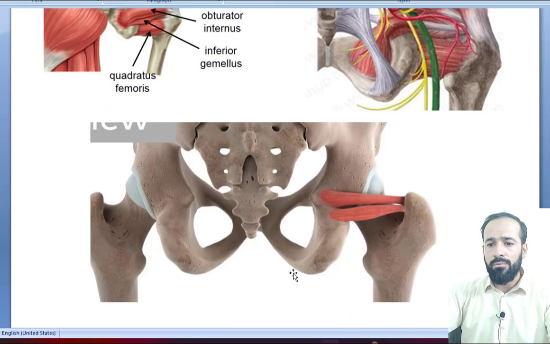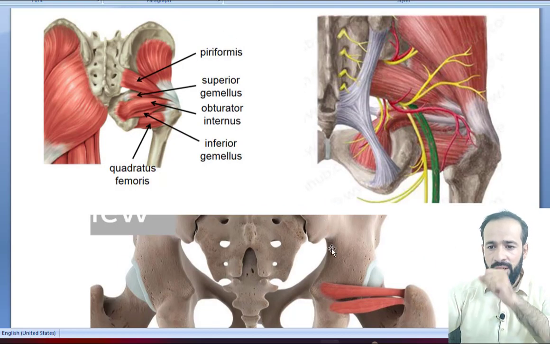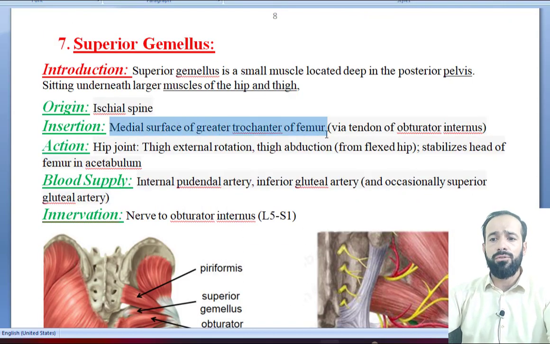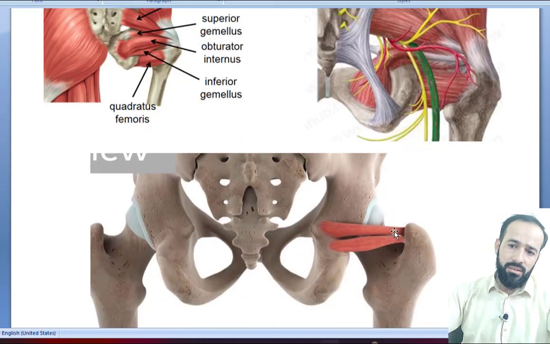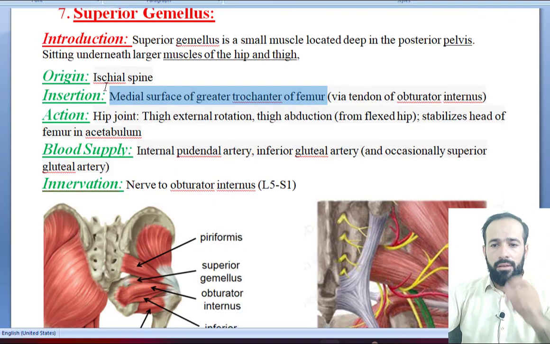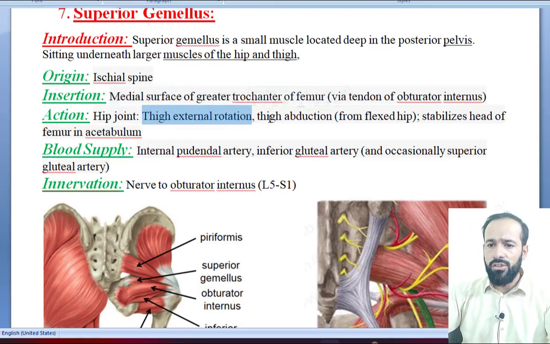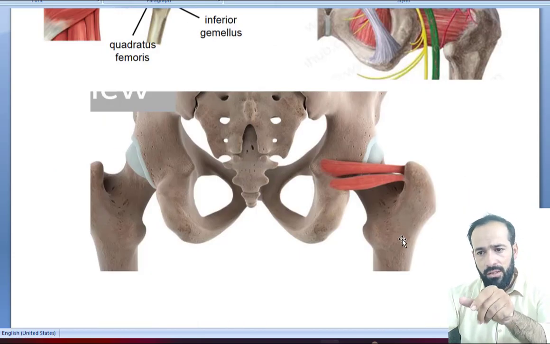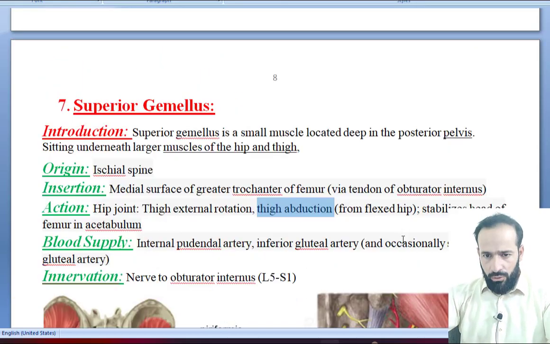They get their origin from the ischial spine, right? You can see here ischial spine. Superior gemellus gets its origin from the ischial spine, and it inserts into the medial surface of the greater trochanter of your femur. Medial surface of greater trochanter of your femur, here it will insert, so they are also present here. Its actions are thigh external rotation and thigh abduction, right? So they will cause the thigh abduction and the thigh external rotation.